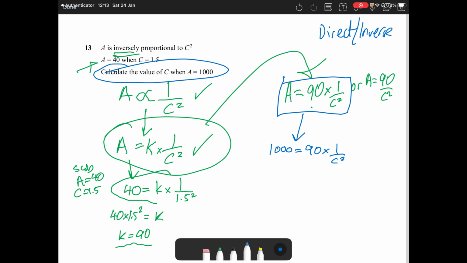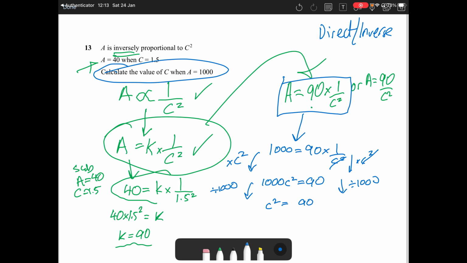So we're going to rearrange this equation. You're going to multiply across your C squared. So we're timesing both sides of the equation by C squared. Again, you don't have to demonstrate that's what you're doing, but you're doing just that because then the C squareds cancel out. Then you're going to divide both sides by 1,000. Don't say jiggling. That's never good. So C squared is 90 over 1,000.